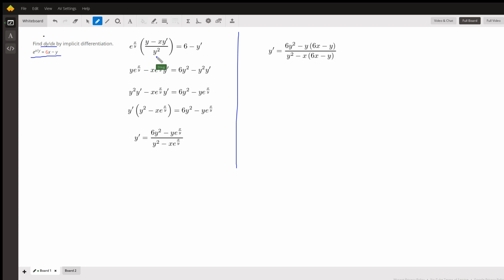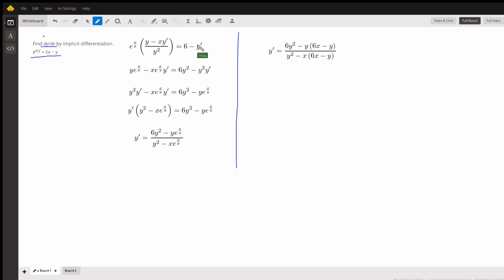So we have to use the quotient rule. So we have the denominator times the derivative of the numerator, which is a 1, minus the numerator times the derivative of the denominator, which is y prime, over the denominator squared. And on the right, we've got 6 minus y prime.